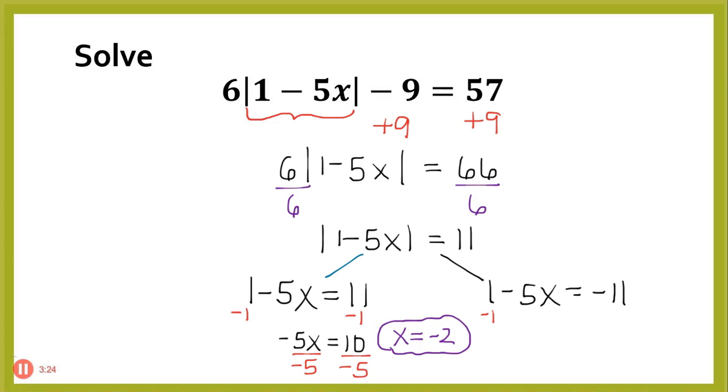And let's do the same thing with our second equation. First, we are subtracting the 1. And then we're going to divide by negative 5. And let's just leave our answer as a fraction. Two negatives become a positive, so x equals positive 12 over 5 is my second solution.